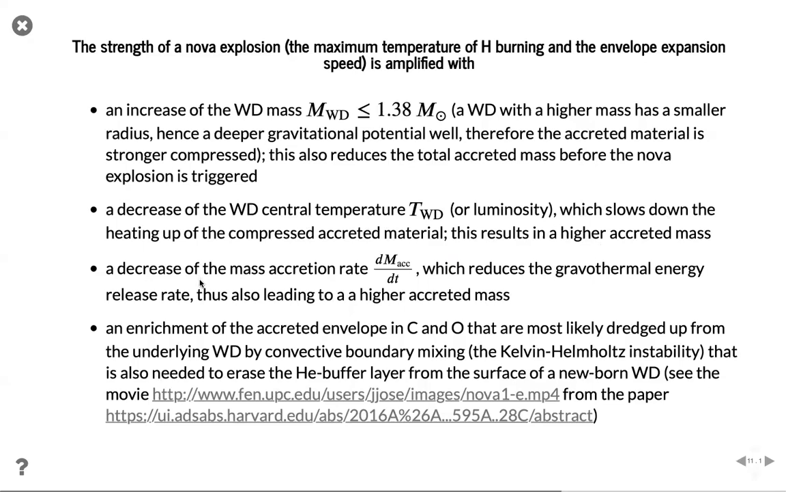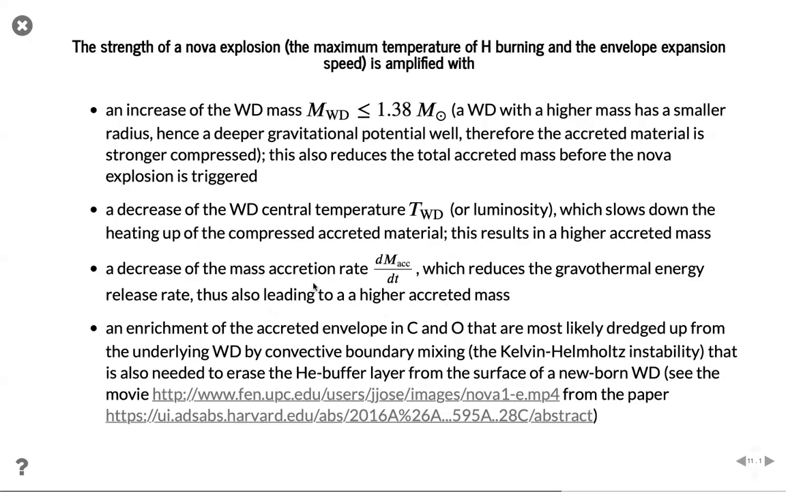The third factor that can increase the strength of a nova explosion is a decrease of the mass accretion rate. The mass accretion rate for novae in closed binary systems gives the rate with which mass is accreted by the white dwarf. The typical mass accretion rates for novae are around 10 to the minus 10 solar masses per year. But if we decrease the mass accretion rate, for instance, to 10 to the minus 11 solar masses per year, this reduces the gravithermal energy release rate, which also leads to a high accreted mass.